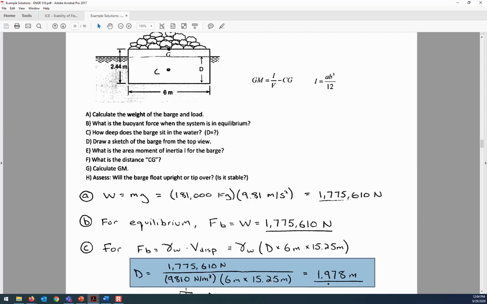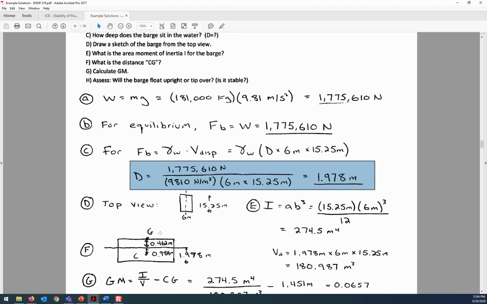And so 1.978 divided by 2 is 0.989. So back over to this sketch here. See here, I'm dimensioning the distance from C up to the water line. So that's just saying the 1.978 split in half. There's half of that distance above it, half of the distance below it.